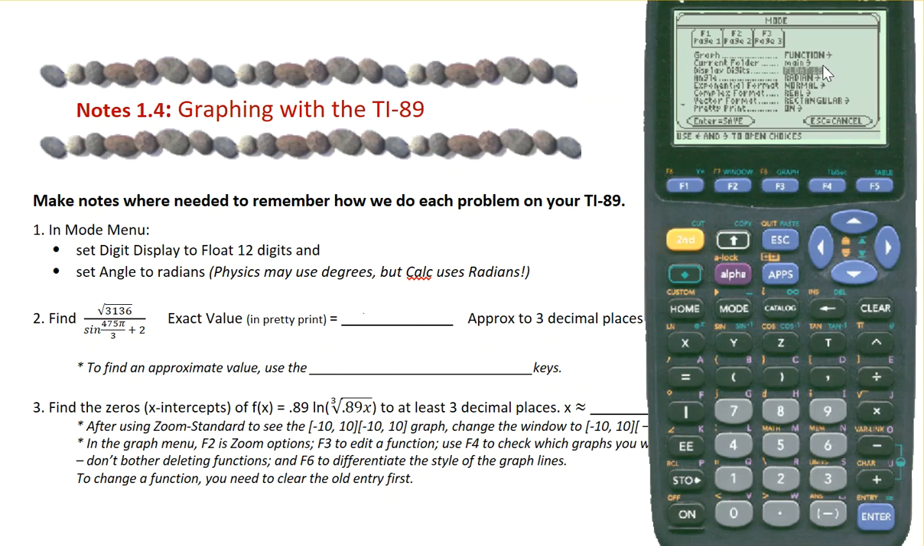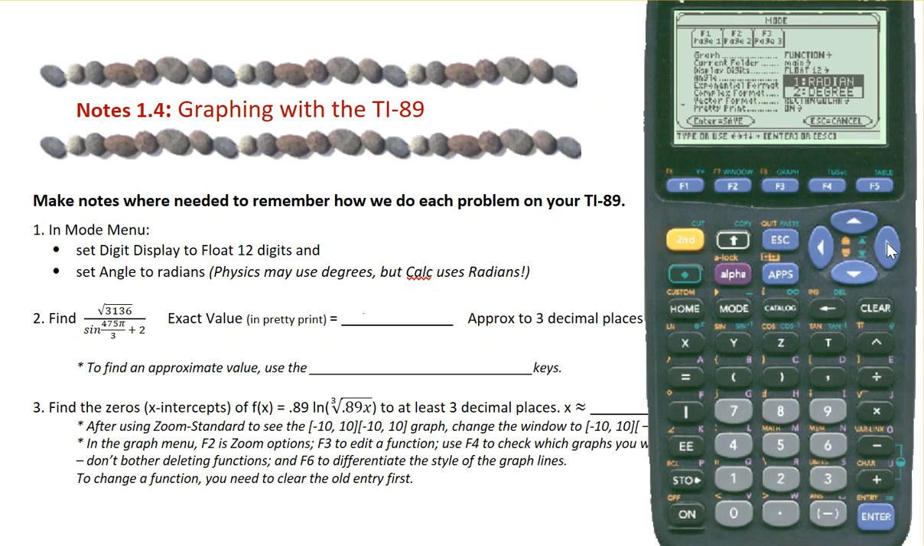Notice anytime there's a side arrow here, you can go to your right arrow and it means there's a pop-up menu. So your calculator might be set to only display 8 digits, for example. So use your up-down keys to highlight the maximum, float 12 digits, and then hit enter. And then the other one we want to make sure, and you'll do this often, is that you're measuring angles in radians. In calculus, we'll always be using radians.